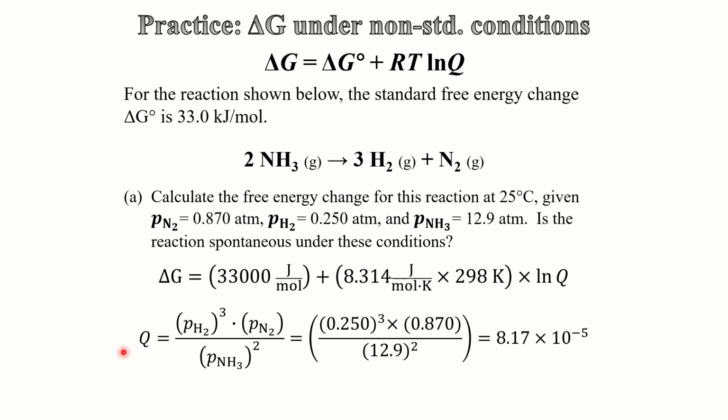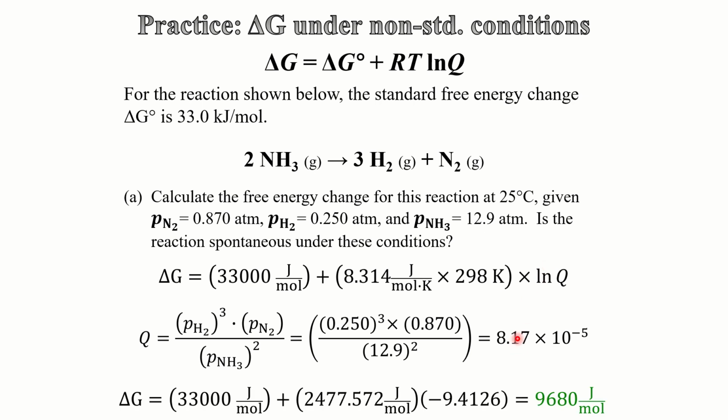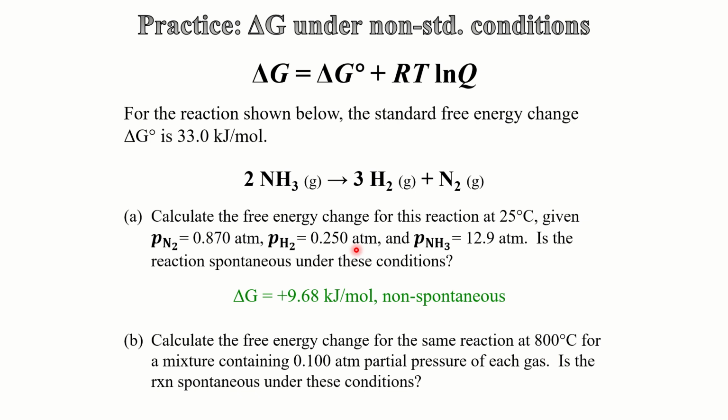Let's go ahead and solve for Q. So Q would be the partial pressure of H2 cubed times the partial pressure of N2 divided by the partial pressure of NH3 squared. I'll plug in the values I'm given, 0.250 for H2, 0.870 for N2, and 12.9 for NH3. And I get 8.17 times 10 to the negative fifth. So this value is plugged in here. The natural log of 8.17 times 10 to the negative fifth is negative 9.4126. So I plug that in, and when I work this out, I find that delta G equals 9,680 joules per mole, or 9.68 kilojoules per mole. And so the reaction is therefore non-spontaneous under these conditions.